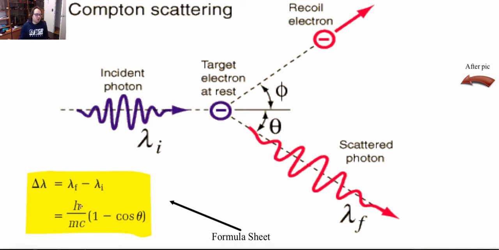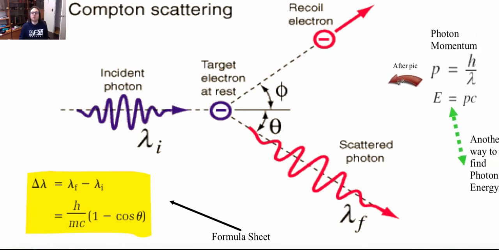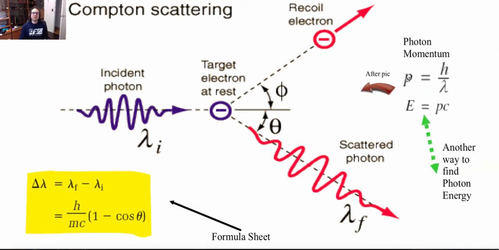Because Planck's constant is a constant. The mass of an electron is constant. The speed of light is constant. So the only thing that's really changing here is my angle, and then eventually my wavelength. So those are my two changing variables. Another thing we have to look at here is momentum is equal to Planck's constant divided by lambda, whereas energy is equal to momentum times the speed of light. So I could just plug this in there. In other words, we could say energy is equal to Planck's constant divided by the wavelength multiplied by the speed of light.